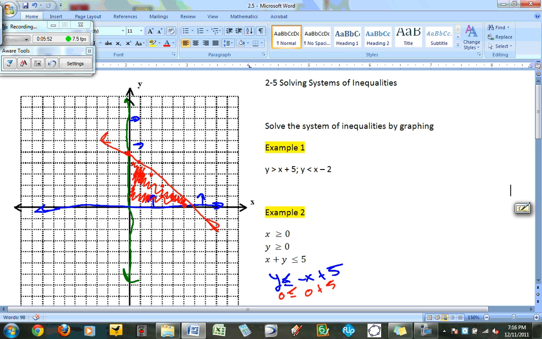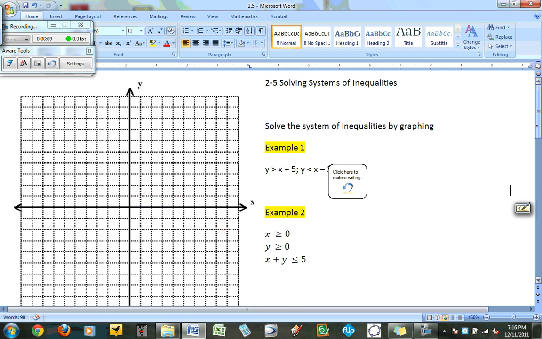our system of inequalities. So any one of those points, and any of the decimal points in between, there's an infinite amount of solutions for this system because there's that many numbers inside there. So we came up with all the possible solutions for that system of inequalities.